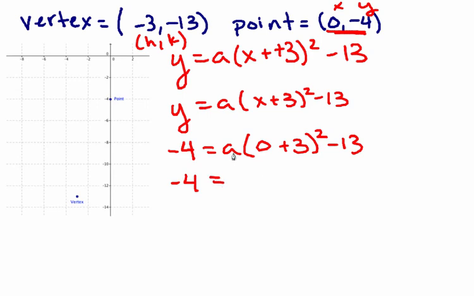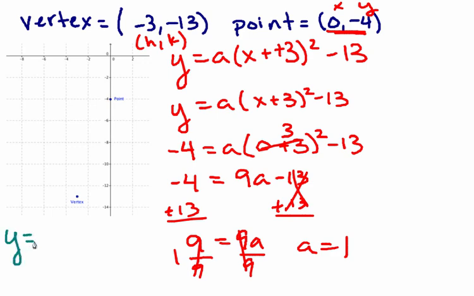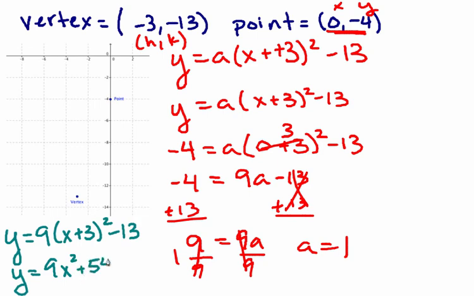So -4 equals a times, well, this is 3. 3 squared is 9, so 9a minus 13. We'll add 13 to both sides. On the right, that cancels. -4 plus 13 is the same thing as 13 minus 4, which comes out to +9. So 9 equals 9a, and dividing by 9 on both sides gets us that a equals 1. So our final equation is y equals 1 times the quantity (x plus 3) squared minus 13. And in standard form, that would be y equals x squared plus 6x minus 4.